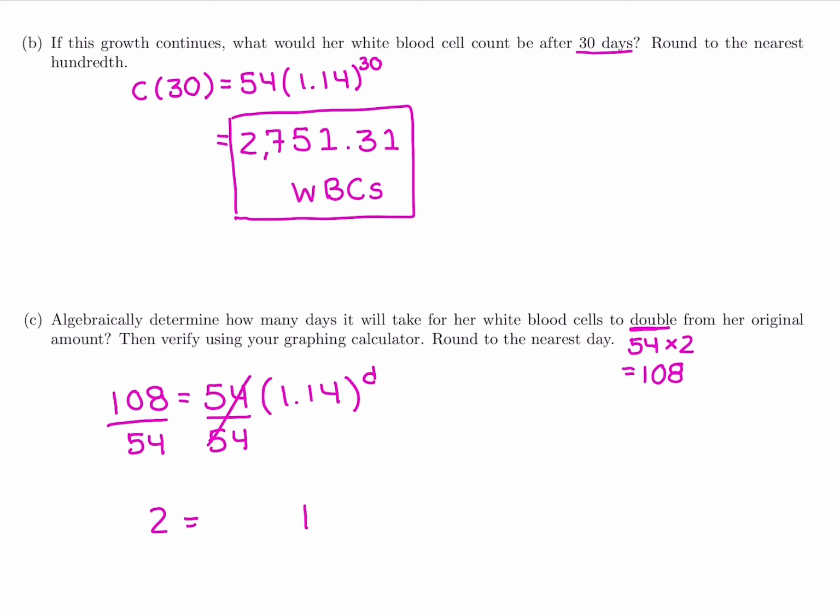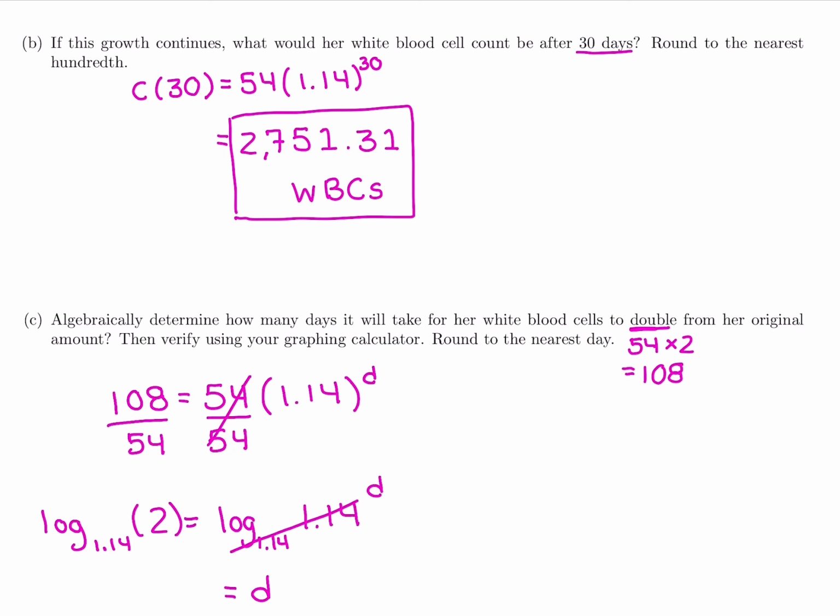I'm going to leave some space here. I have 1.14 raised to the d power. And to solve for an exponential, we need to take log of both sides. So I'm going to do log base 1.14 of 2. And on this side, log base 1.14 of 1.14 raised to the d will bring down that d power. And I can enter it in just like that.